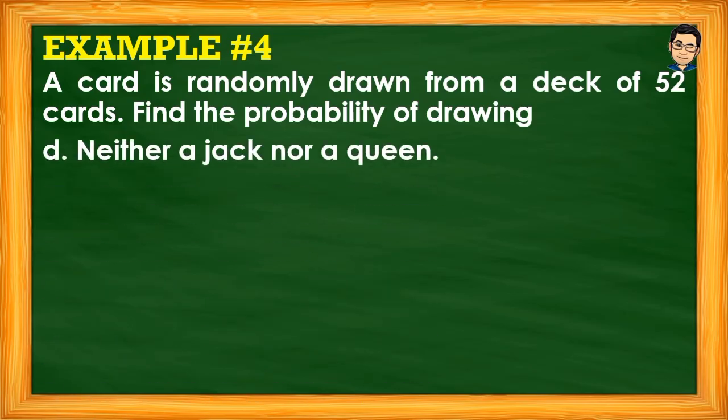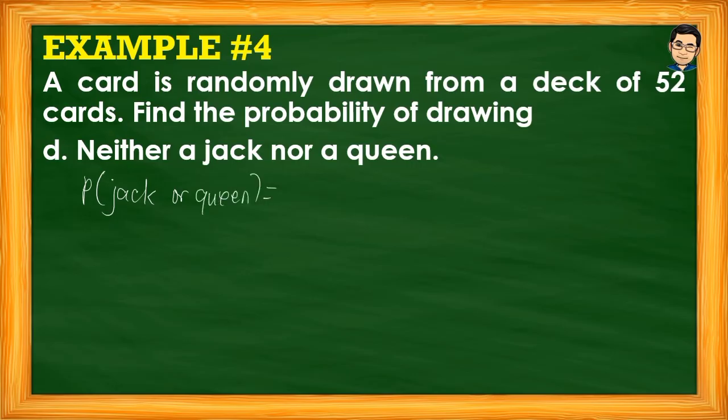So, for letter D, we have to find the probability of drawing neither a jack nor a queen. Okay, so dito, ibig sabihin lang, ano daw yung probability na yung mabunot natin ay hindi jack o kaya naman hindi queen. So, ang gagawin lang po natin dito, kunin muna natin yung probability na mabunot natin jack or queen.